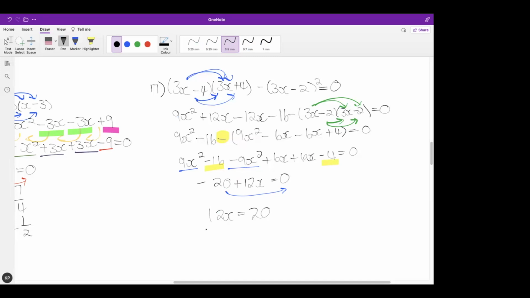Then we divide both sides by 12. These guys are gone, but what is my lowest common factor, or highest common factor, excuse me, between 20 and 12? 4. How many times does it go into 12? 3 times, and into 20 are 5 times. So then my answer is 5 over 3. And if we simplify that, that is 1 2/3.